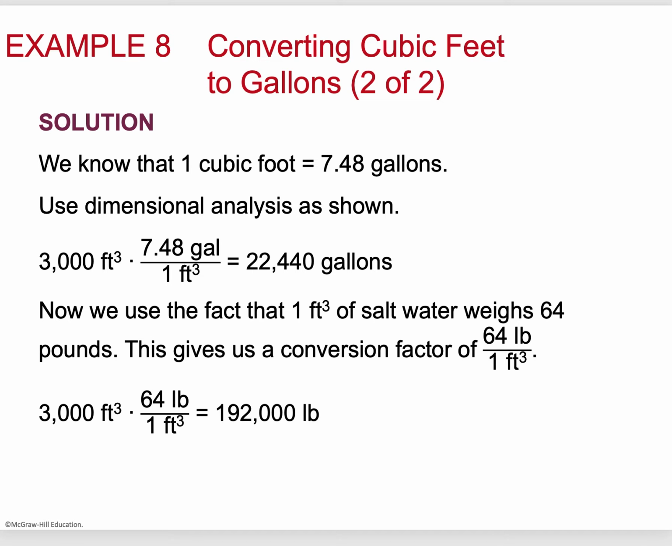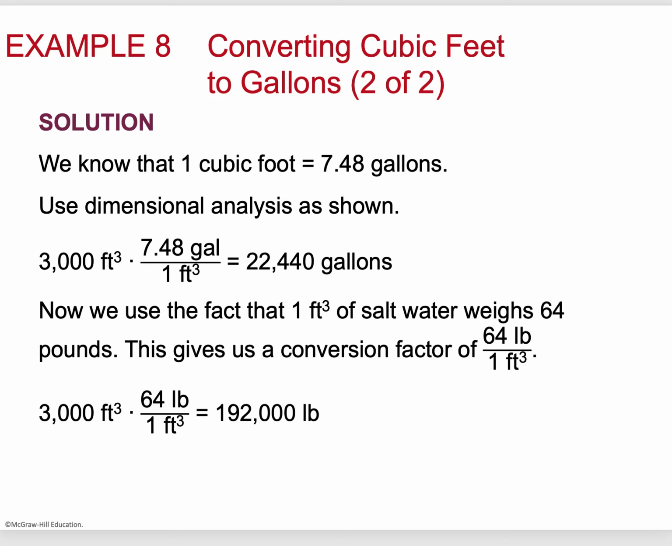So I first have to take my conversion factor that 1 cubic foot is 7.48 gallons. When I design the fraction, I have cubic feet, so cubic feet must go in the denominator. So I take 3,000, I multiply it by 7.48. That's how I get 22,000 gallons.